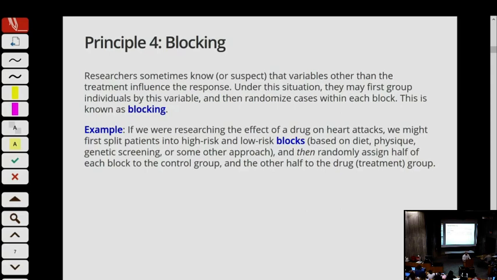There's a little more information on the blocking in the textbook if you are curious. We're not going to do a lot with it. It's an idea you should be aware of. And if you ever are involved in a clinical trial, it's a very important process. But it does get very complicated, and so we're not going to go too deep into it.